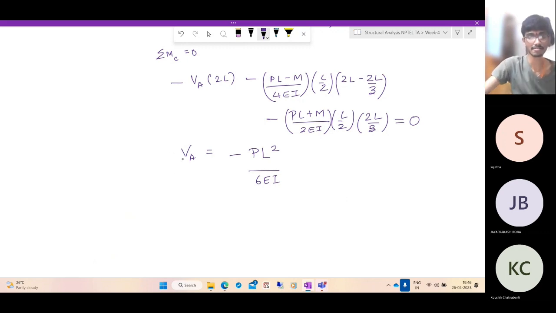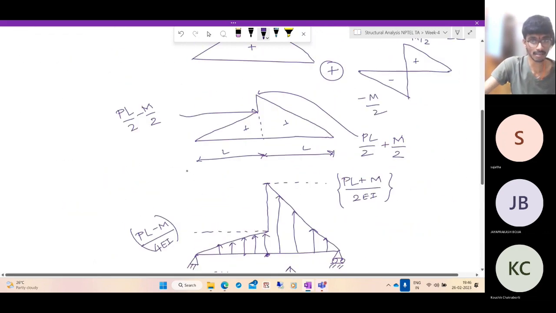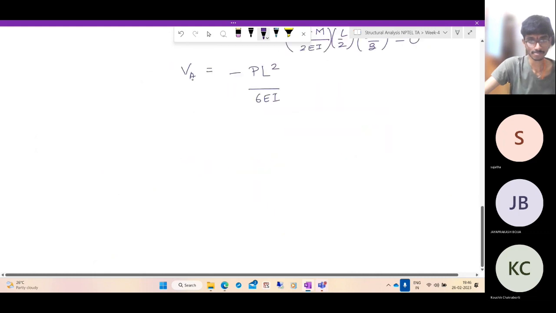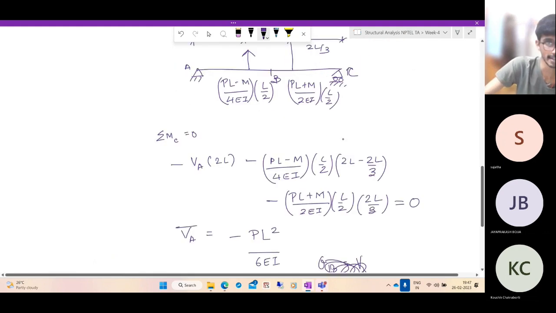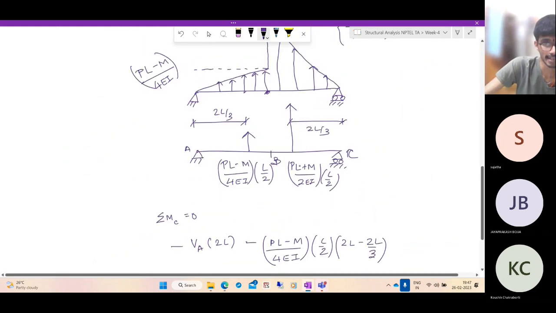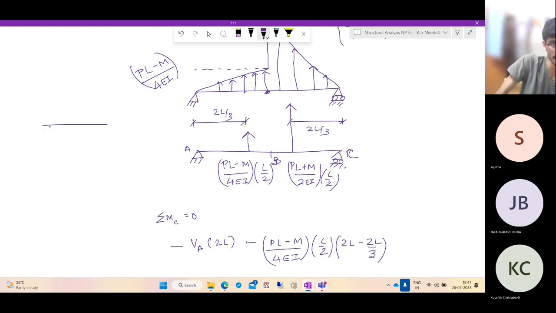But what we want is theta B. So this is the shear force in the conjugate beam at point A, but we want theta B. So theta B is nothing but the reaction. No need. Let me draw it again. Okay. So if we take this span AB, what are the forces? You have the shear force at point A. You have this, which is of this much magnitude, that PL minus M by 4EI into L by 2.